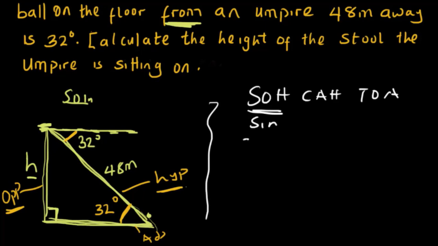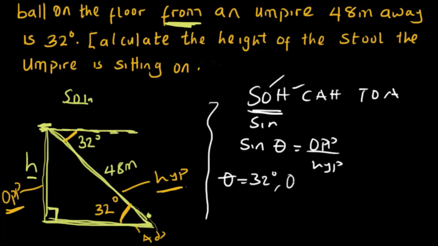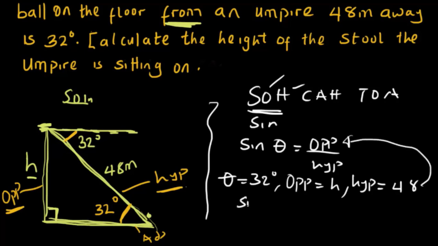Does that make sense? So we have the formula for sine. Sine theta equals opposite over hypotenuse. In this case, theta is the angle and theta is 32 degrees. Opposite is what? H. And then we have hypotenuse as 48. Do you understand? We slot this into the formula. We'll be having sine 32 equals opposite, which is H, over hypotenuse, which is 48.